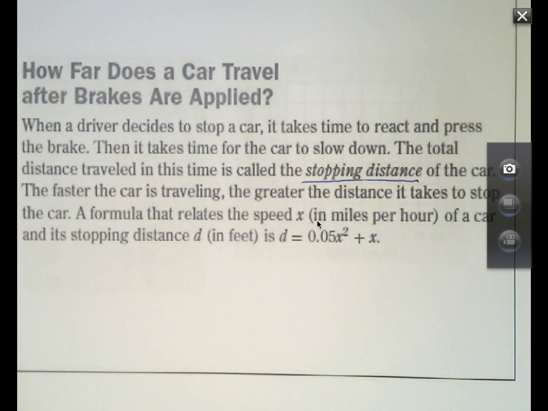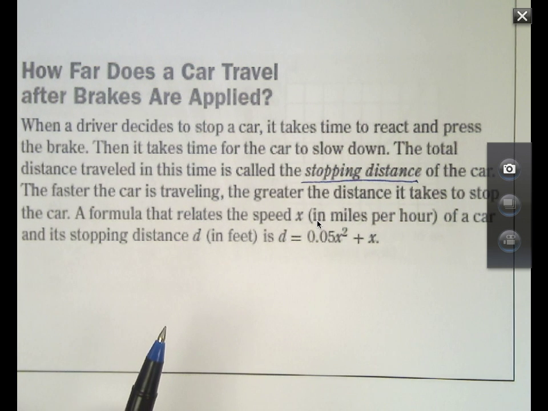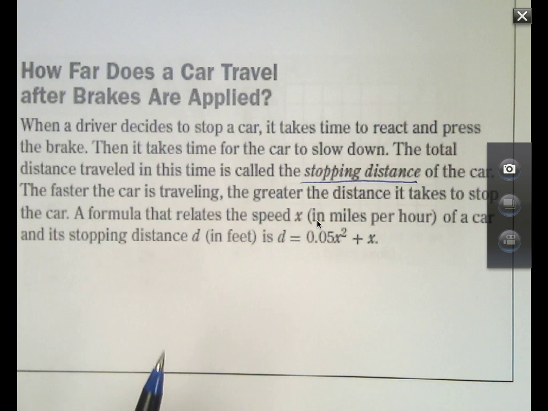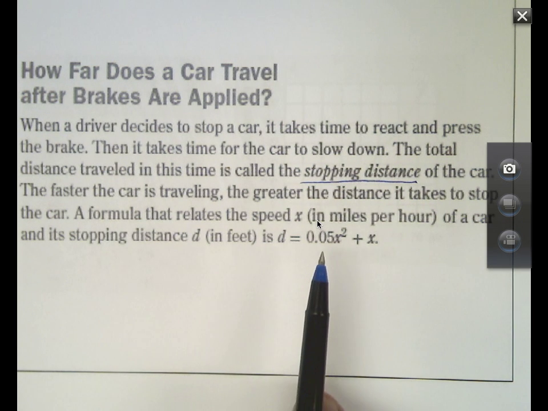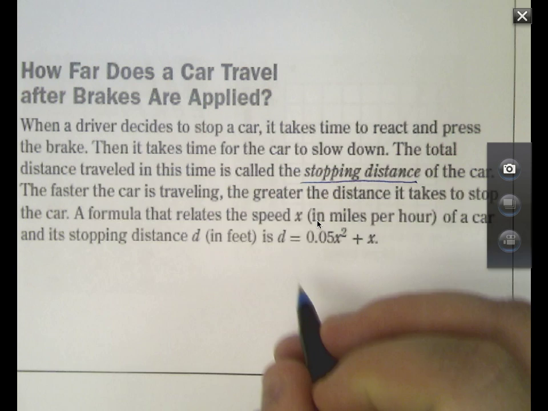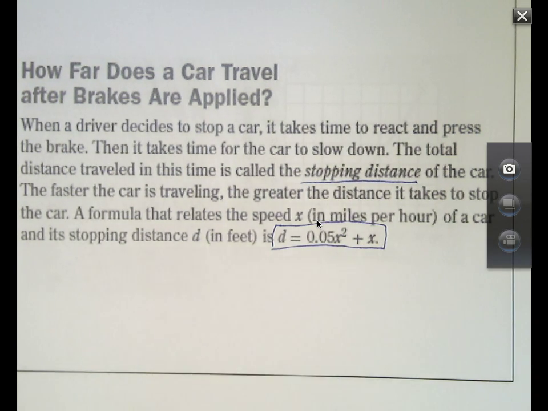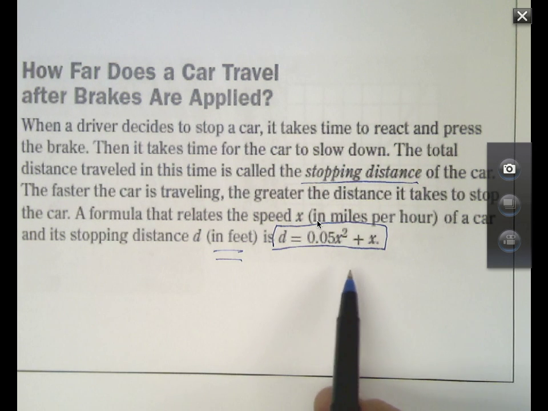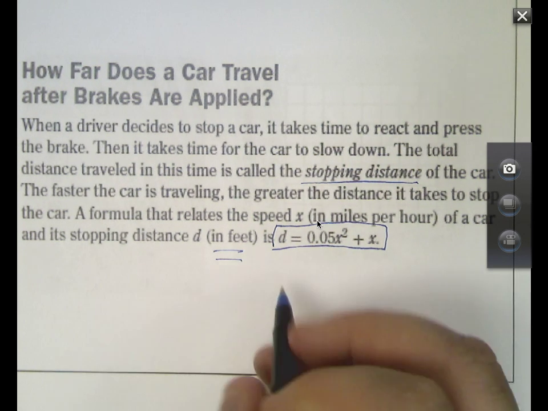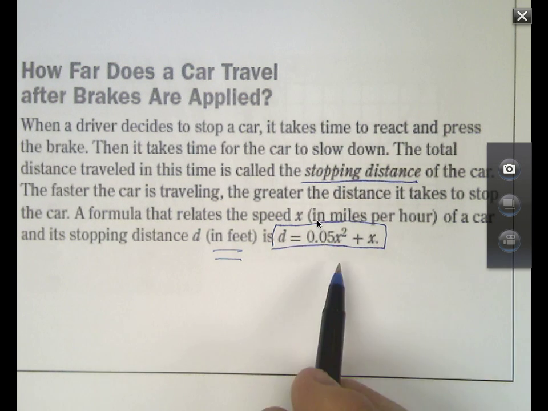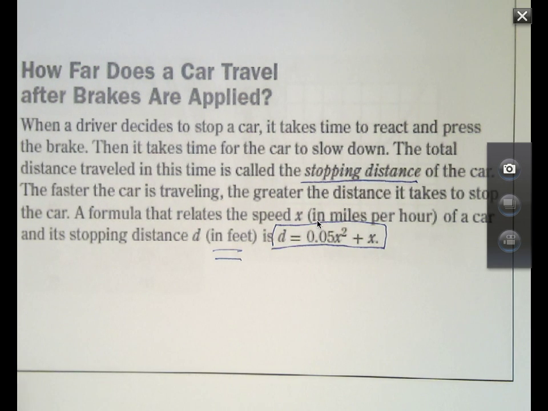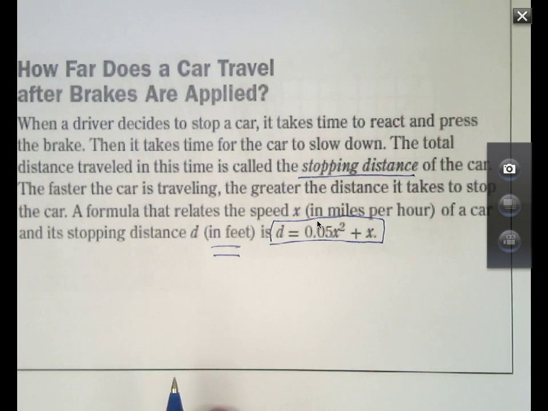So it takes longer to stop a car if you're going 70 miles per hour as opposed to 55 miles per hour. A formula that relates the speed x in miles per hour of a car and its stopping distance d in feet is d equals 0.05 x squared plus x. So this is the equation we're going to use in order to show a car's stopping distance in feet. This is an important piece of information. You need to know that for quizzes and tests. That equation right there, distance equals 0.05 x squared plus x.